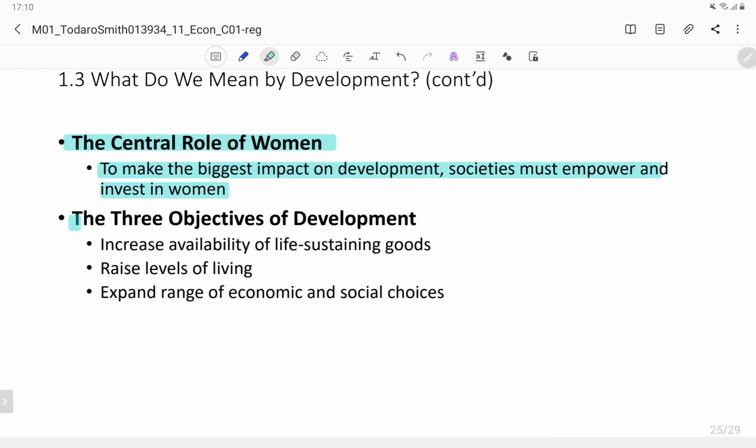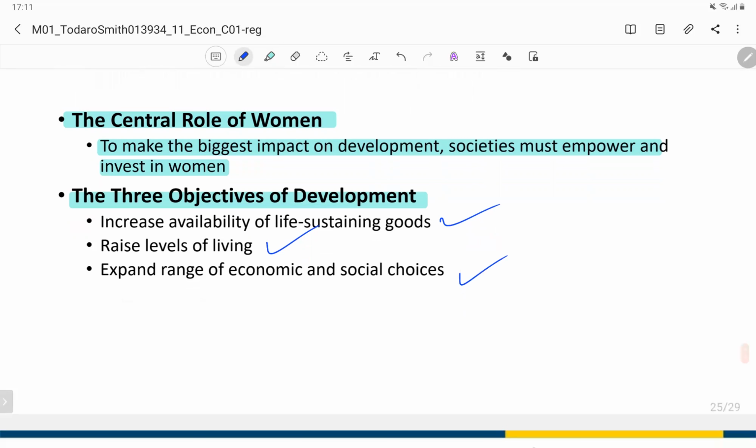And then there are three objectives of development. The first one is to increase availability of life-sustaining goods, and then raise levels of living, and then expand the range of economic and social choices.